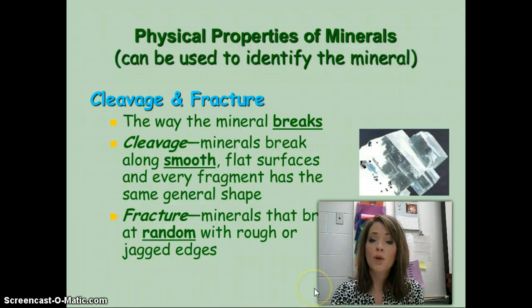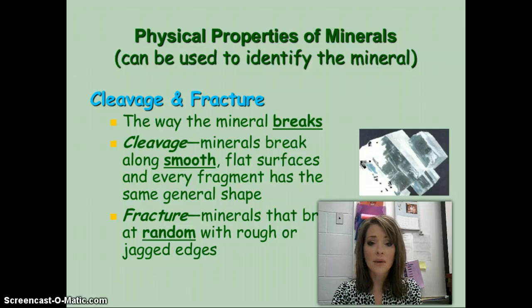Some other minerals, when you hit them to break them, just break randomly. They have rough, jagged edges. They're not going to have any smooth, flat sides. Now, when we do our minerals, we're not actually going to break them, because if I let you hit them with a hammer and break them and see, do they cleave, do they have smooth surfaces, or do they fracture and have rough, jagged edges? If I did that, I'd end up with a bunch of crumbs instead of my mineral samples. These minerals have already been broken off of larger samples, so we're just going to look at how they broke whenever they broke them and put them into our sample kits.